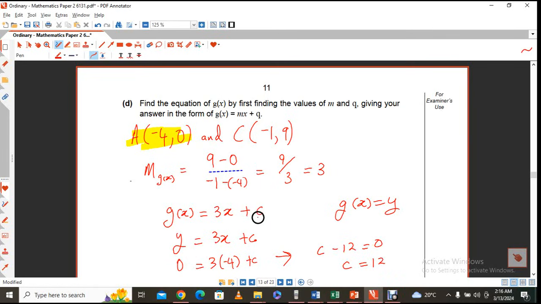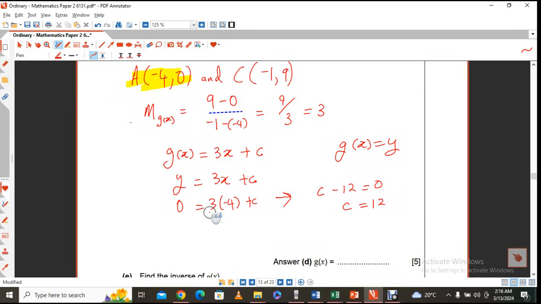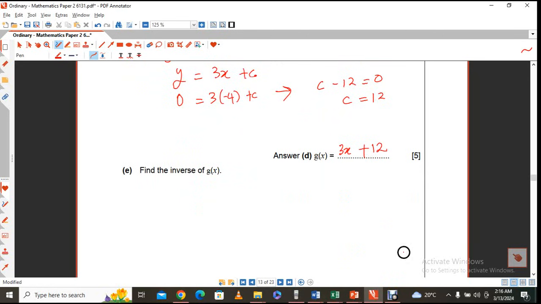Now that I know what my value of c is, and I know what my gradient is, I can then go ahead and write my equation down. So the equation is g of x is equal to 3x plus 12, and that is the equation of that line. Now they say find the inverse of g of x.